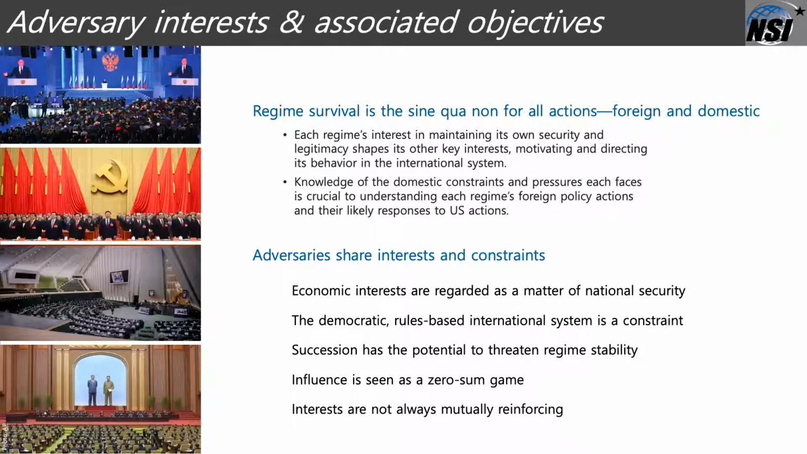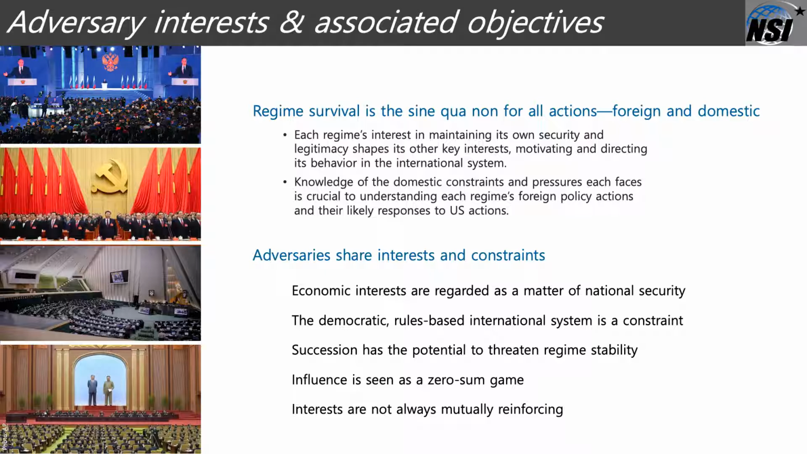So what pattern, if any, emerges across these four actors' interest systems? Overall, our analysis shows US adversaries have similar high-level interests and face similar constraints. First and foremost, regime survival emerges as a sine qua non for all actions, foreign and domestic. Each regime's interest in maintaining its own security and legitimacy shapes its other key interests, motivating and directing its behavior in the international system. Knowledge of the domestic constraints and pressures each faces is crucial to understanding each regime's foreign policy actions and their likely responses to US actions.